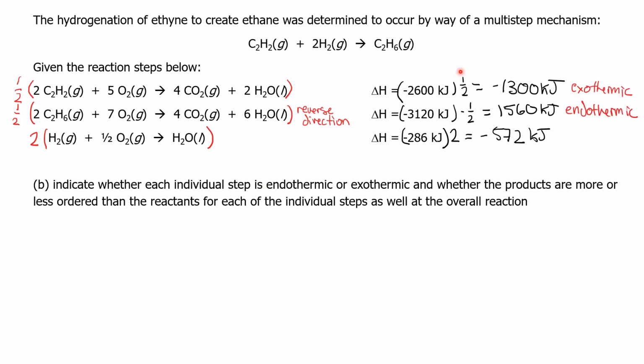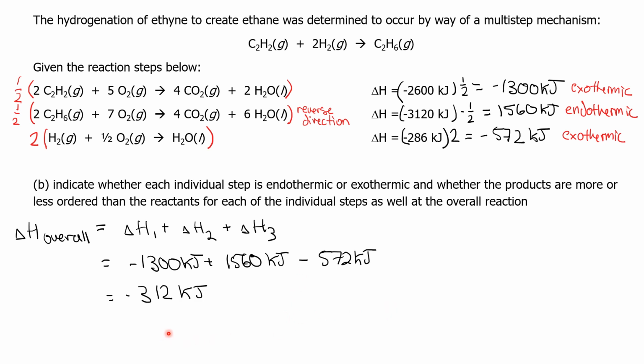The first one is exothermic, sorry, I said endothermic, I meant exothermic, because delta H is negative. Second one is endothermic because delta H is positive. Third one is exothermic because delta H is once again negative. So delta H overall, by simply adding up these steps, we get negative 312 kilojoules. That is exothermic because it is a negative delta H. Perfect, we've determined whether each individual step is endothermic or exothermic, and also the overall.